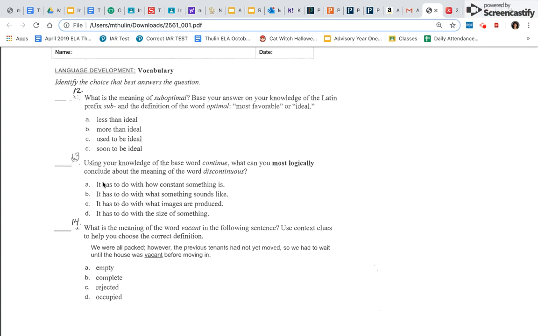Number 13, using your knowledge of the base word continue, what can you most logically conclude about the meaning of the word discontinuous? A, it has to do with how constant something is. B, it has to do with what something sounds like. C, it has to do with what images are produced. Or D, it has to do with the size of something.